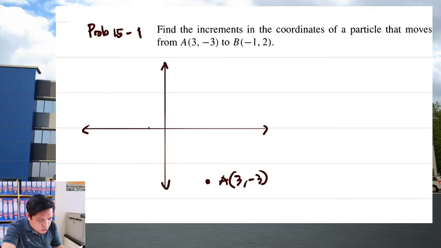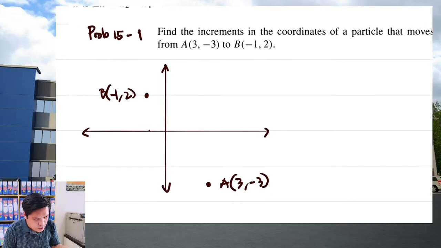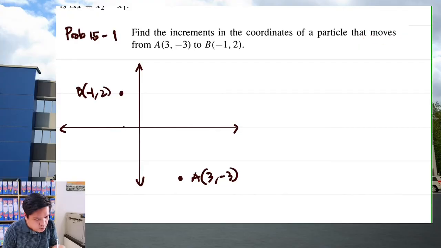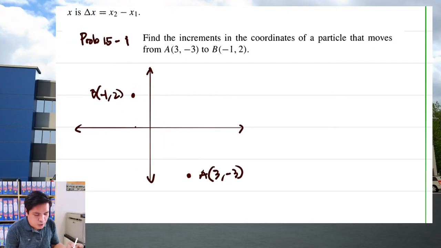Now point B is located at negative 1, 2, which is the second quadrant. So that's located right here. So B is at negative 1, 2. Of course, you know that that is 1 unit to the left and 2 units above or upward. So this is now the location of the second point, B. Now, it says that the particle moved from A to B, meaning the movement is from here to here. So, if you want to solve for the increment, this problem is very easy.